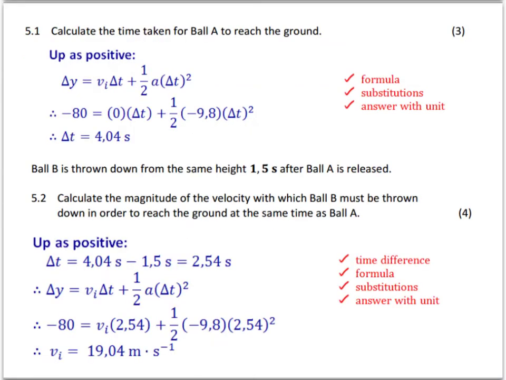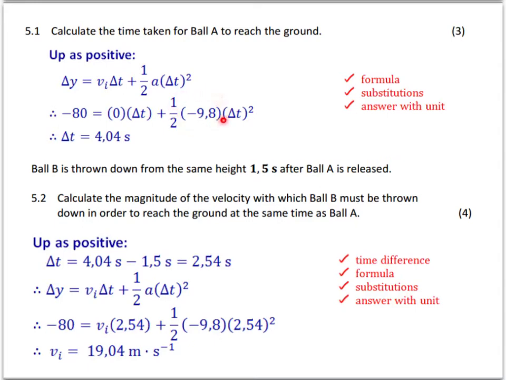Question 5.1 asks you to calculate the time taken for ball A to reach the ground. Again, we're going to need a direction convention. I'm going to stick with up as positive, because that's the usual convention with the y-axis, where y pointing up is the positive direction. Let's take a look at the starting information that we have.